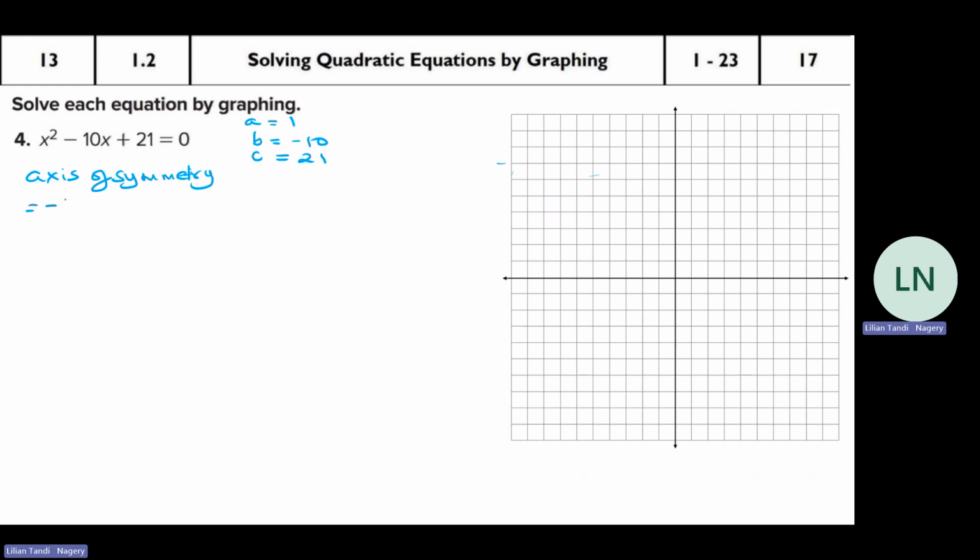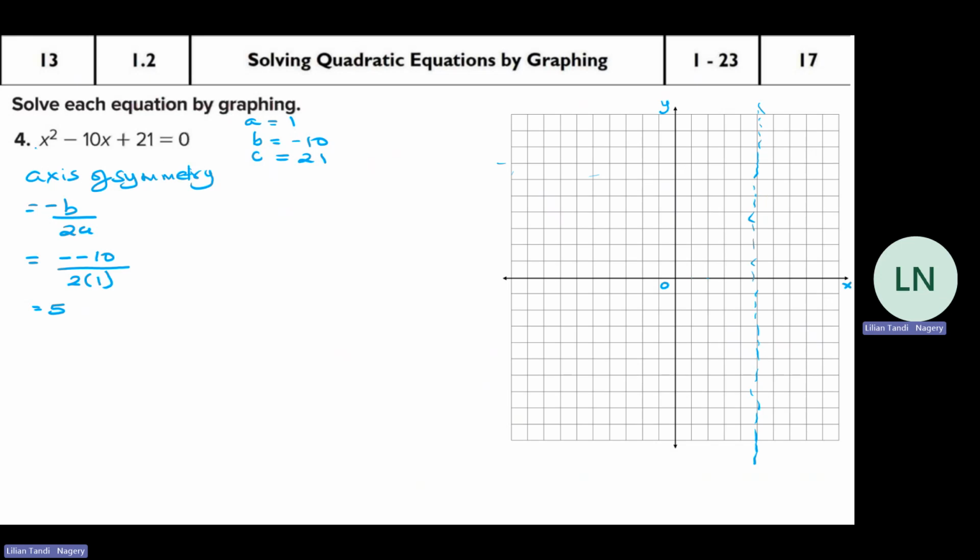So this will be -b over 2a, which will be -10 over 2 times 1. And that should give you 5. So look for the graph whose axis of symmetry is at 5. So this is x, this is y, this is 0. 1, 2, 3, 4, 5. So the axis of symmetry should be here. That's the graph you choose.